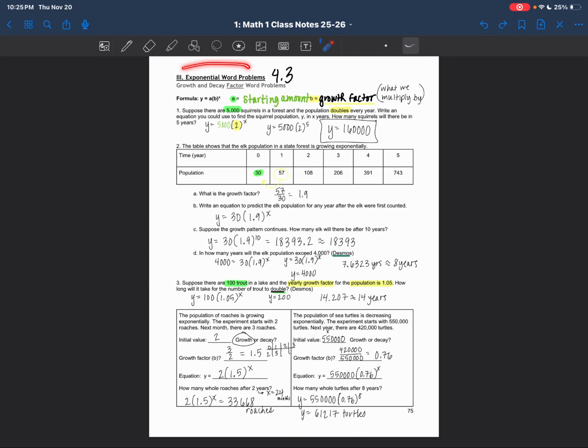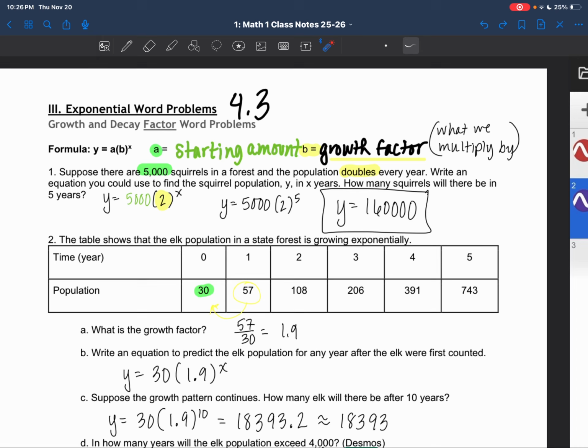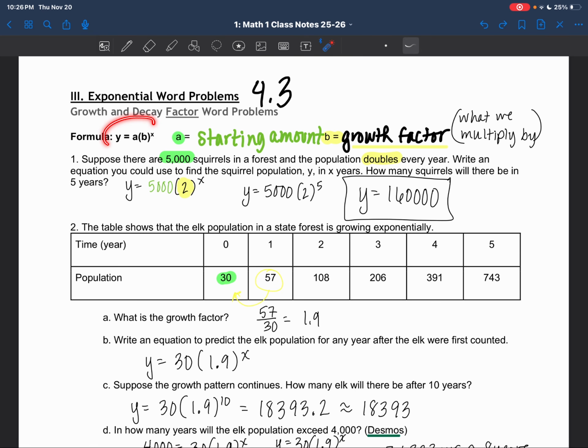All right, today we're going to talk about our exponential word problems. And so these are growth and decay factor word problems. So let's do a quick reminder that your formula for exponential growth and decay is y equals a times b to the x power. Remember that a is your starting amount, that's your y-intercept. And then b is your growth factor, so that's what you're multiplying by.